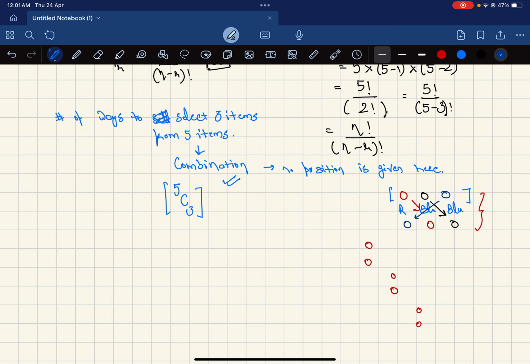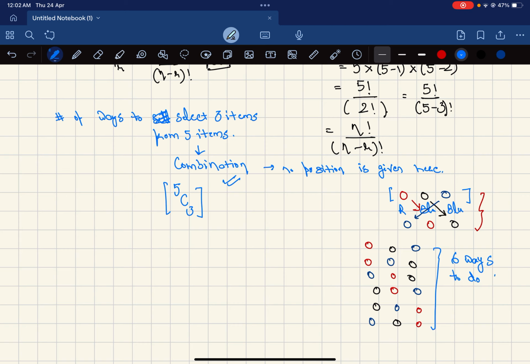And then let us say we have blue, we have blue and we have blue here, and let's say we have blue at different places, and then for black. So we see all these are the only ways in which we can place these 3 different colored balls, and there are total 6 ways to do so.